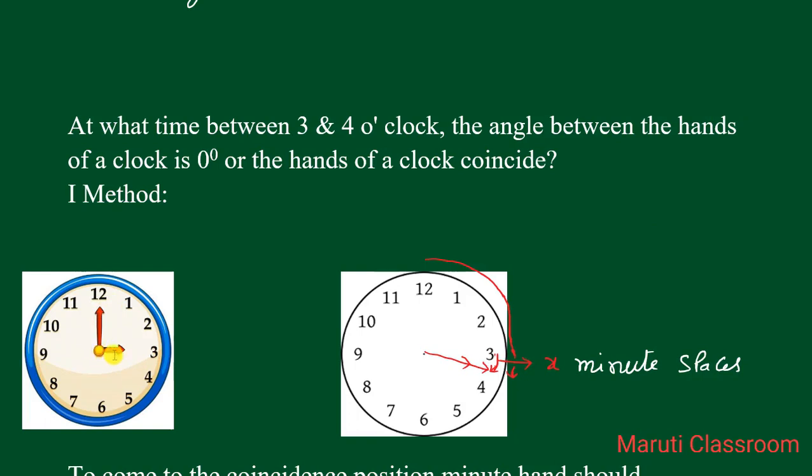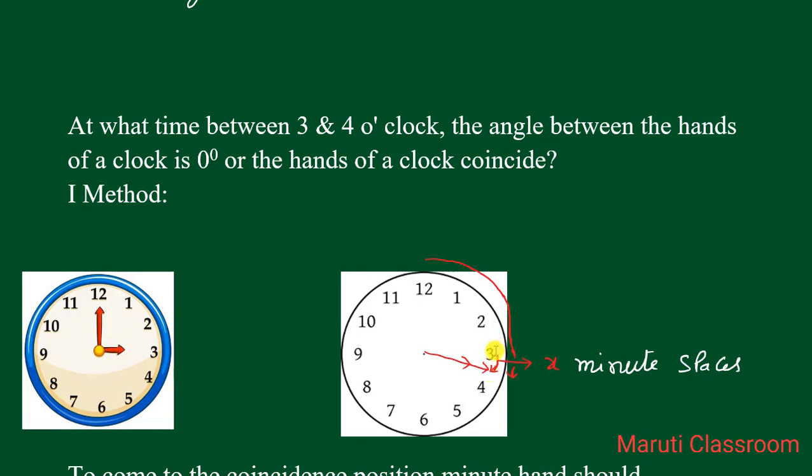First you consider 3 o'clock position. Hour hand is at 3, minute hand is at 12. Assume hour hand and minute hand coincide between 3 and 4 at this position. And also assume the gap between 3 and this position has x minute spaces. You know, between 2 and 3 there are 5 minute spaces. Between 4 and 5 there are 5 minute spaces. Similarly, from 3 to this position there are some minute spaces. It may be 2 minute spaces or 1.5 minute spaces or something. We don't know how many minute spaces it has. That's why we are assuming in this gap there are x minute spaces. Now tell me, from 3 o'clock position to come to this position, how many minute spaces hour hand covered?